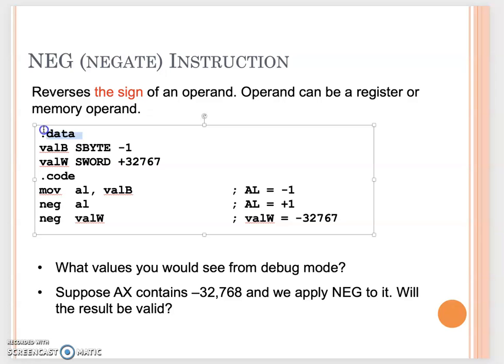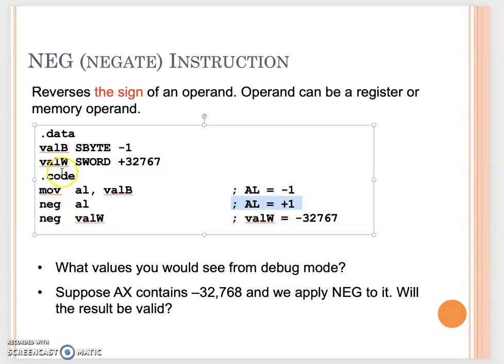So here we have the data defined. We have one signed byte variable called valB. We have one signed word variable called valW. Then we assign the value. We move the valB, that's a byte, to AL. So the AL equals -1. Then if you neg your AL, it will become +1.